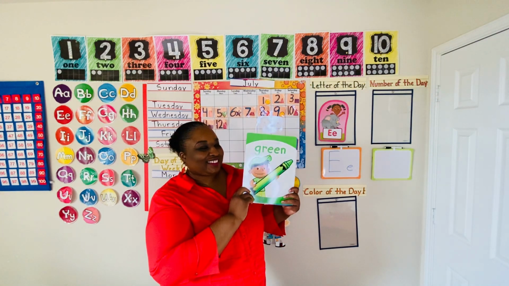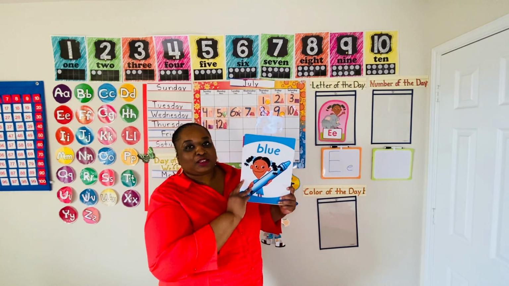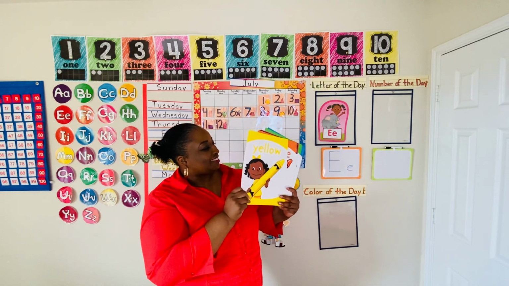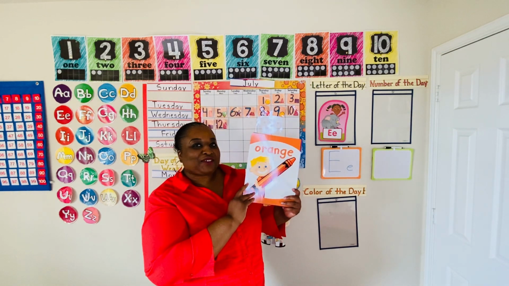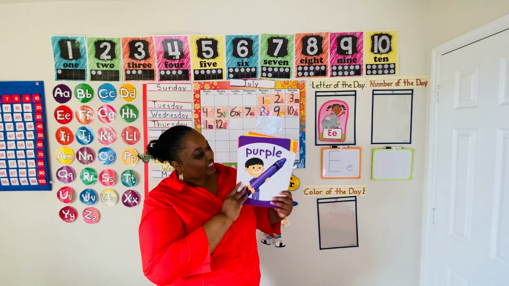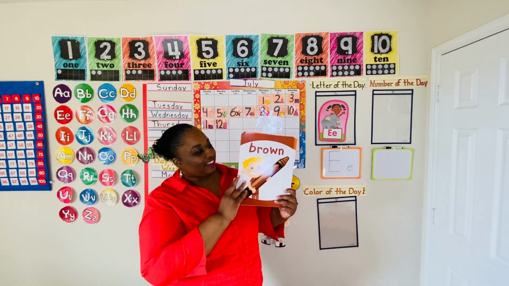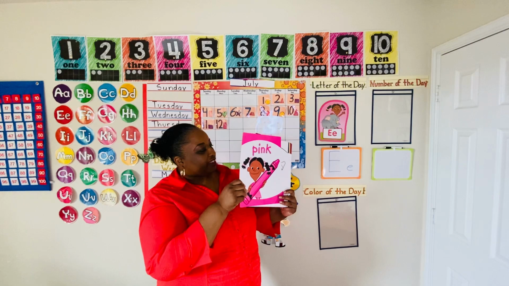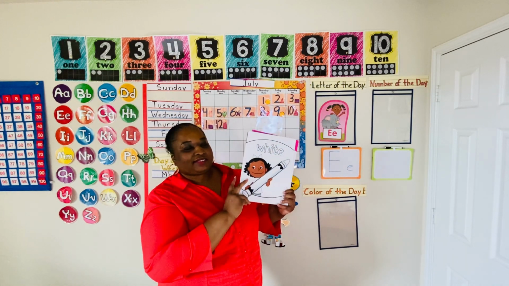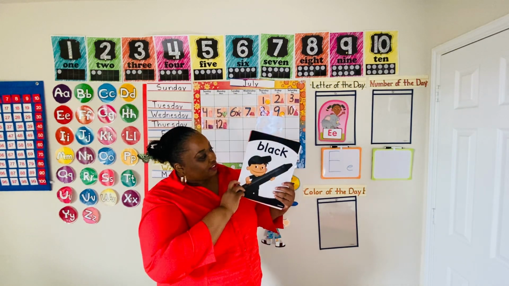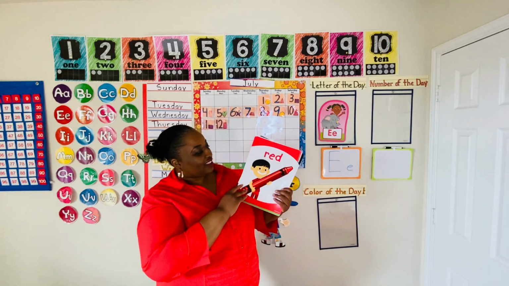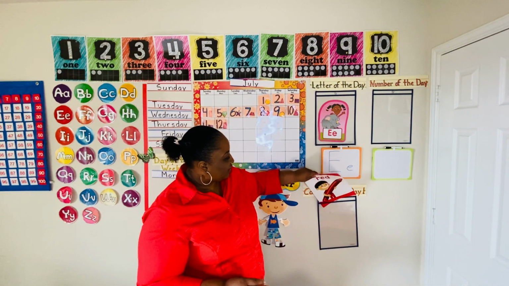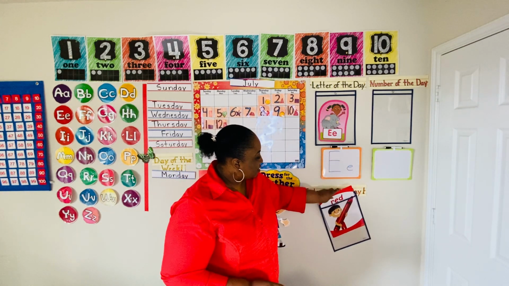green. Do you have on green? Blue. Anyone have on blue? How about yellow? Orange. Do you have an orange shirt on today? Purple. Brown, pink. Any pink shirts on today? How about white? Do you have a black shirt on? All right, so our color of the day is red. Okay, so we're gonna put our color of the day right here in this pocket chart.